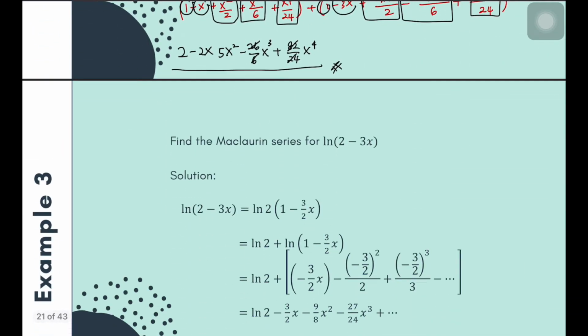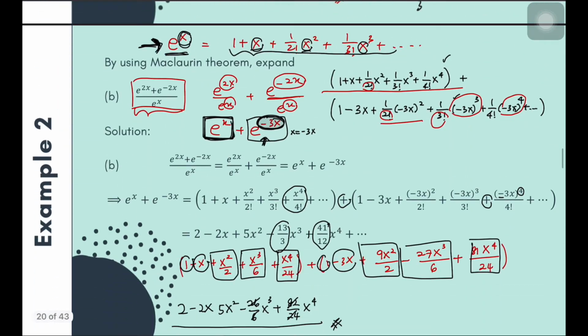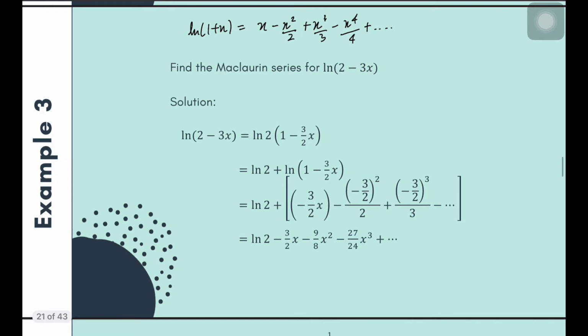Let me write it here. We only have ln(1 + x) = x − x²/2 + x³/3 − x⁴/4 + ... So we want to use the Maclaurin series to expand this function, but how can we use this expansion, since it only has 1 + x? But we now have 2 − 3x.